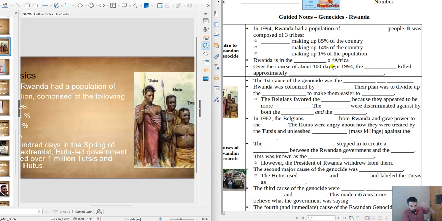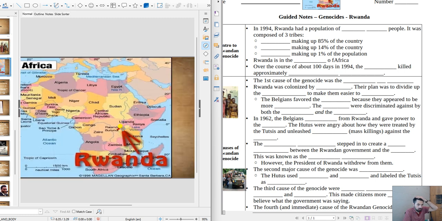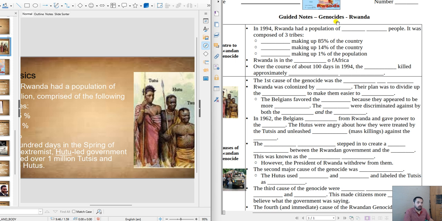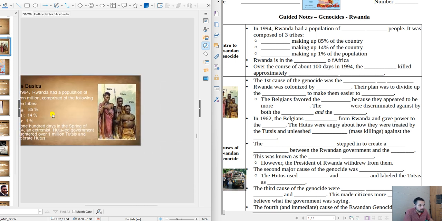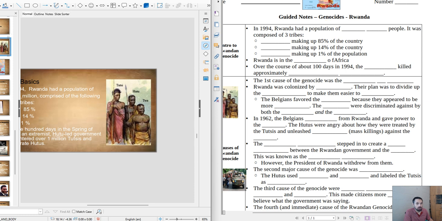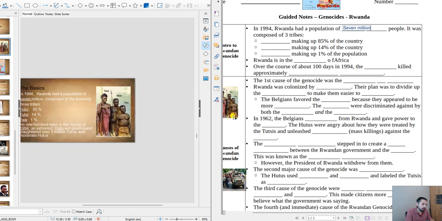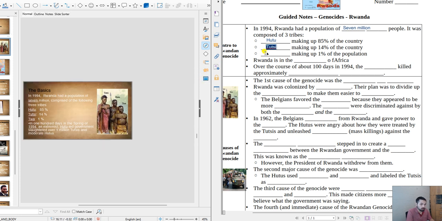In 1994, Rwanda, which is a country right about here in Africa, kind of in the middle, had a population of about 7 million. And it was composed of 3 tribes. We have the Hutu, which make up about 85% of the country, the Tutsi, which make up about 14% of the country, and the Twa, which make up about 1% of the population.